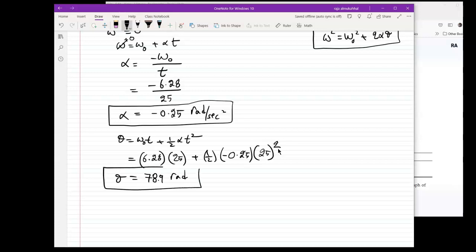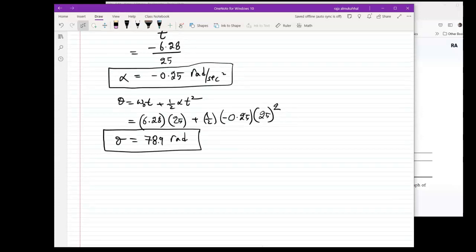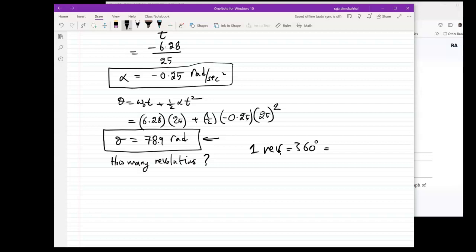Now, I would like to know it in terms of how many revolutions. This is radians. How many revolutions? Well, I know that 1 rev is what? 360 degrees or 2 pi radians. You see what I'm saying? So 2 pi radians is 1 revolution. So I can simply take this and divide it by 2 pi, which is 6.28. See what I'm saying?